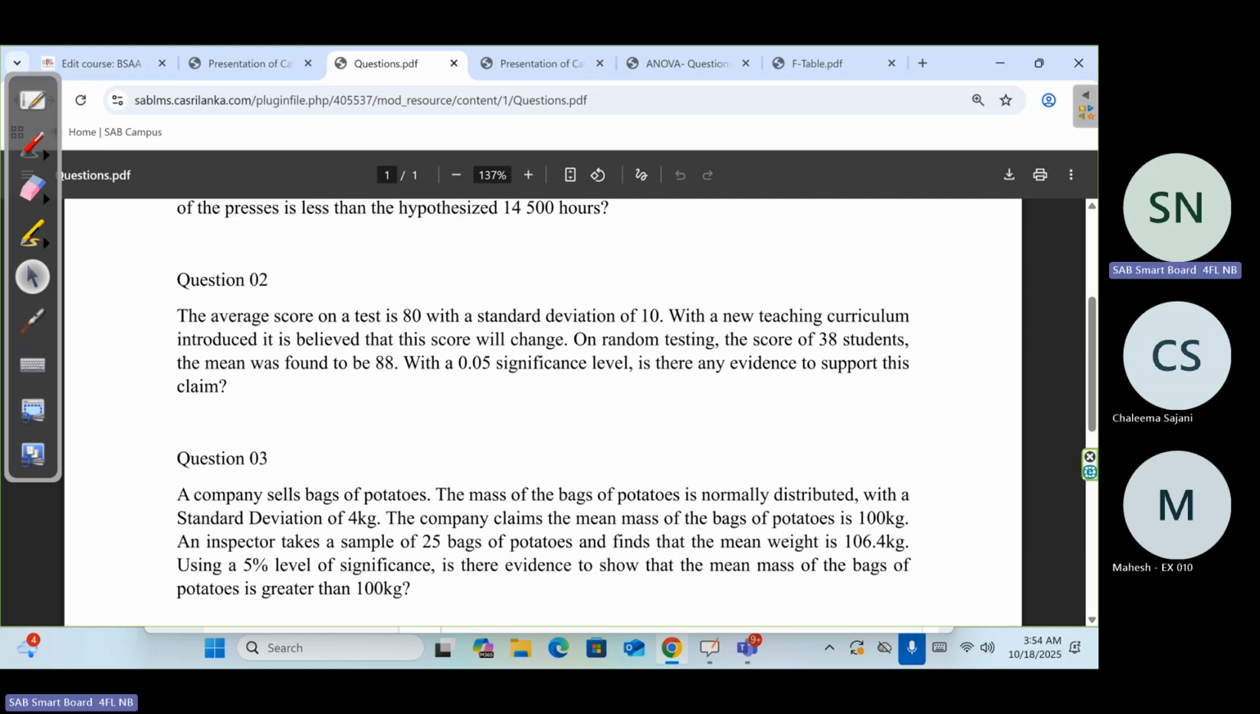Then write the 3 steps for question number 2.